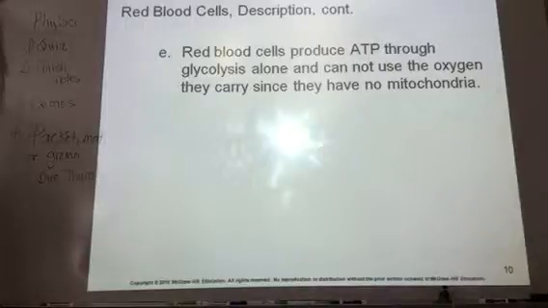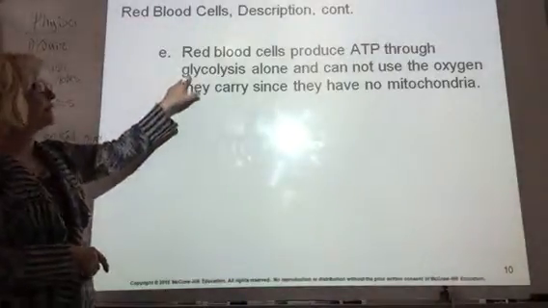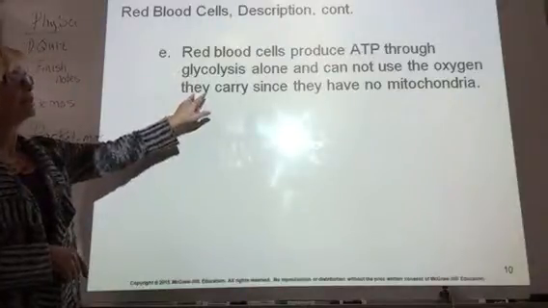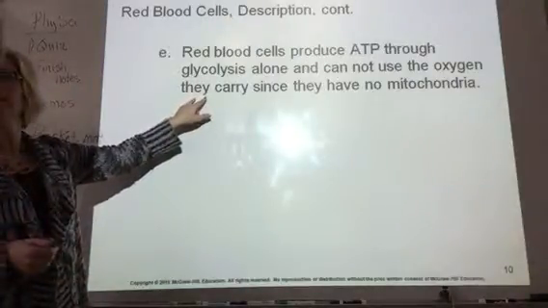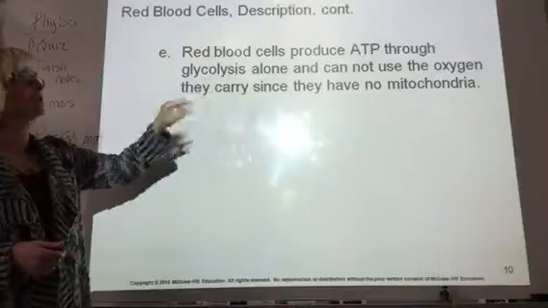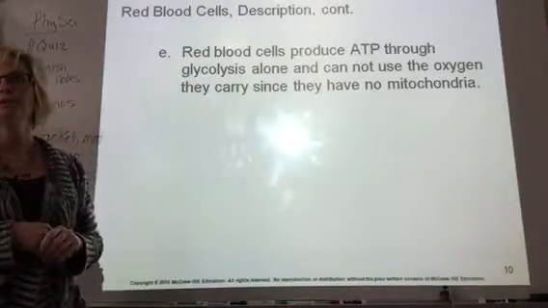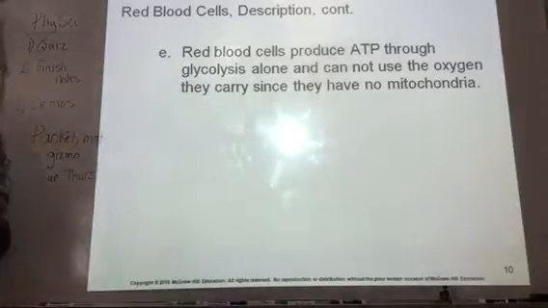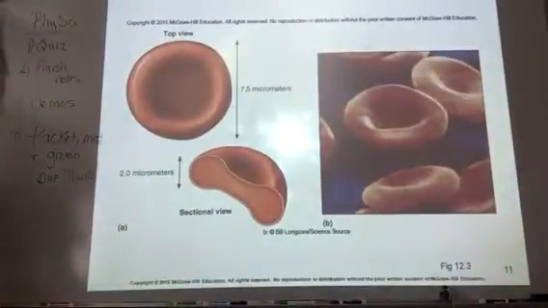Red blood cells do produce ATP, so they go through glycolysis, and they can't go on to cellular respiration because they also don't have any mitochondria. So adult red blood cells, they don't have a nucleus, they don't have mitochondria, they are fairly blank cells.